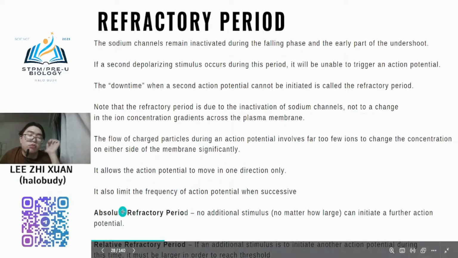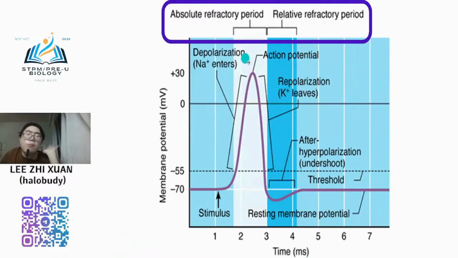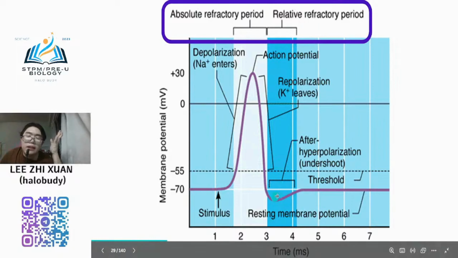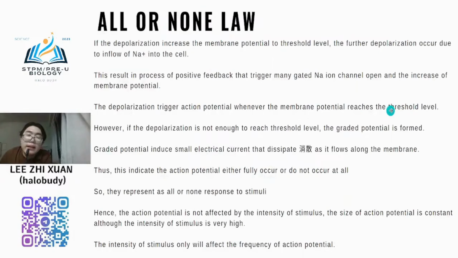Okay, and then there are two types of refractory period: the absolute refractory period and the relative refractory period. It is easier to see in this diagram. The absolute refractory period is during the rising phase, depolarization and repolarization, and the relative refractory period is in the undershoot, or hyperpolarization state.